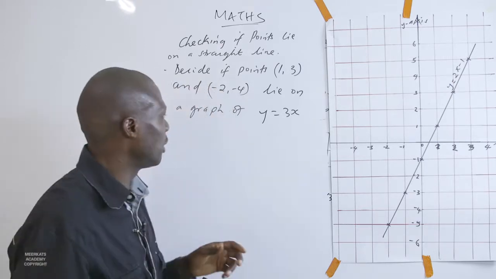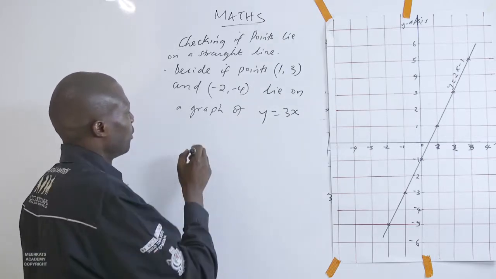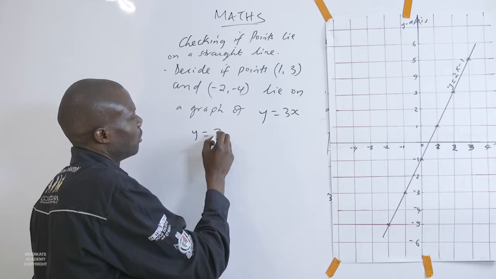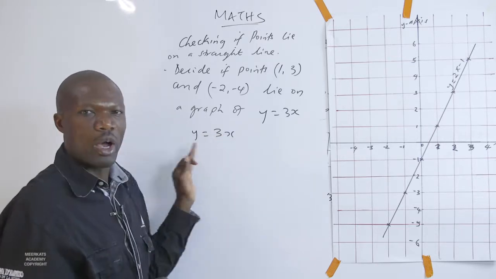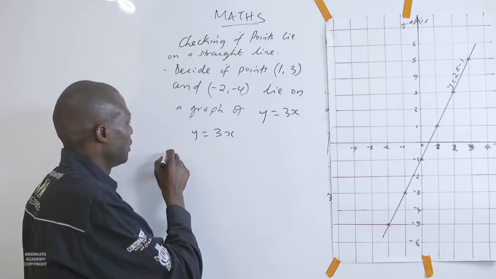So let us look at this. For the first part, y is on the left-hand side, so let us consider the left-hand side.